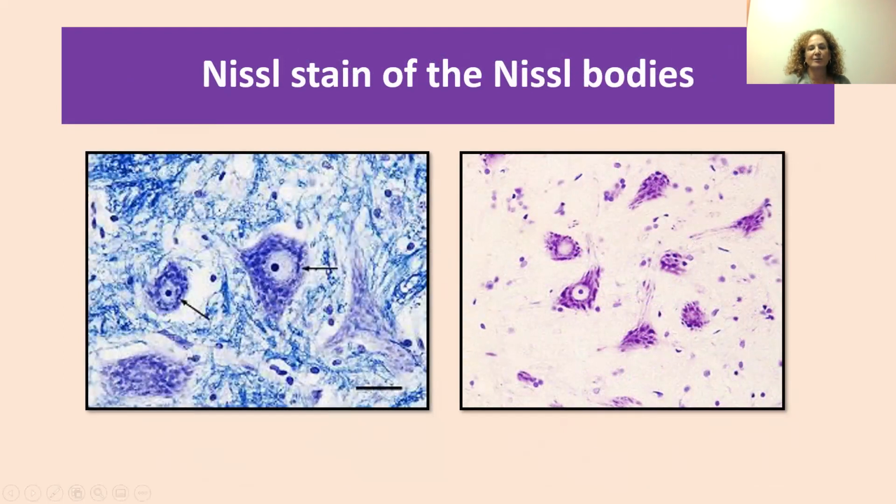Here's another shot of those Nissl bodies. You can very clearly see the Nissl bodies within the cytoplasm of the neuron, as well as here, surrounding each neuron, you can see the glial cells in both examples, which are, of course, the supporting cells of the neuron.